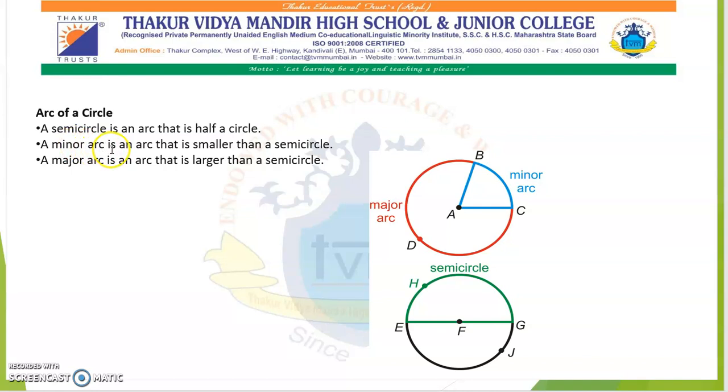Now next, a minor arc is an arc that is smaller than a semicircle. Now you can see this is a circle. If I divide this circle in two parts, one bigger part and one smaller part, you can see the red one is a bigger part, blue one is a smaller part. So this smaller part of a circle is called a minor arc. A major arc is an arc which is larger than a semicircle. You can see this is a major arc. You can observe the difference between major arc and semicircle. This major arc is more than semicircle.